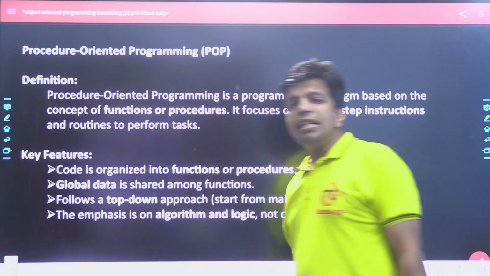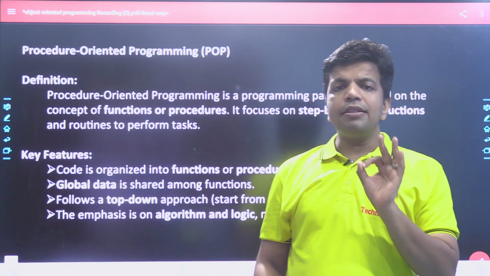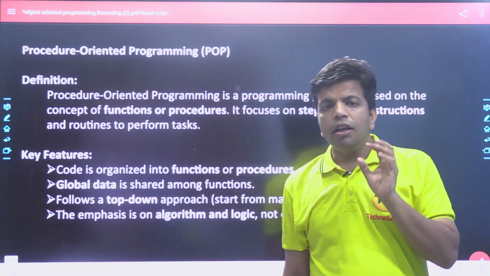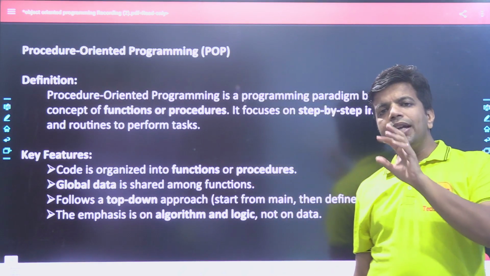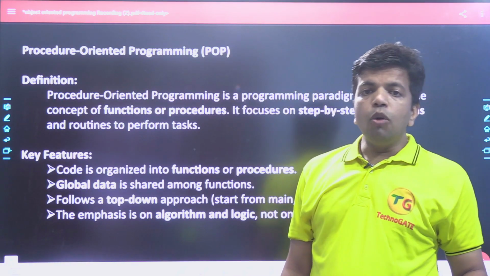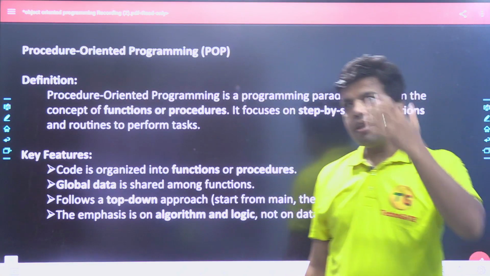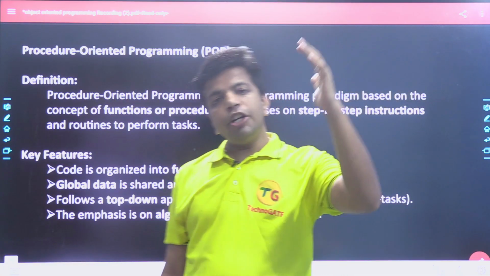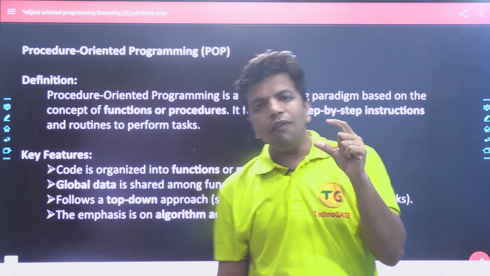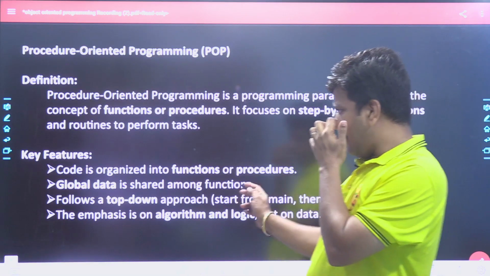Now see the features of procedure-oriented programming. Code is organized into functions or procedures. The very important point is that we are organizing our code in the form of functions or procedures. Global data is shared among the functions. Means if you make global variables, they are shared throughout all the functions. If you make local variables, their scope is inside the function only. So that is the point; just remember this one.